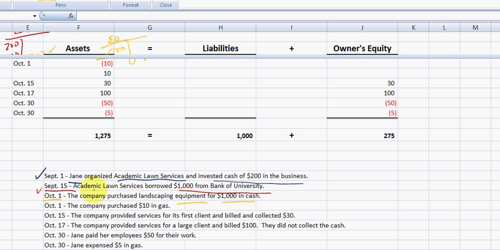There's a second transaction that occurs on October 1st. The company purchased $10 in gas. Here, this is a decrease in cash and an increase in assets. It could be categorized under supplies, gas supplies. And we would handle it in the same way in terms of T accounts, in terms of cash. Instead of using an equipment T account, it could be a supplies T account.